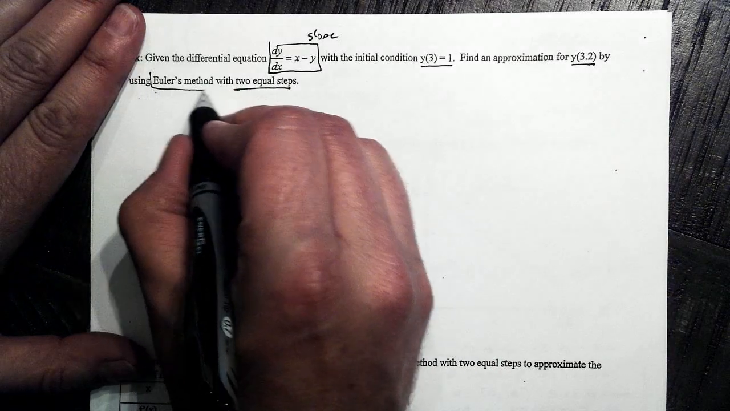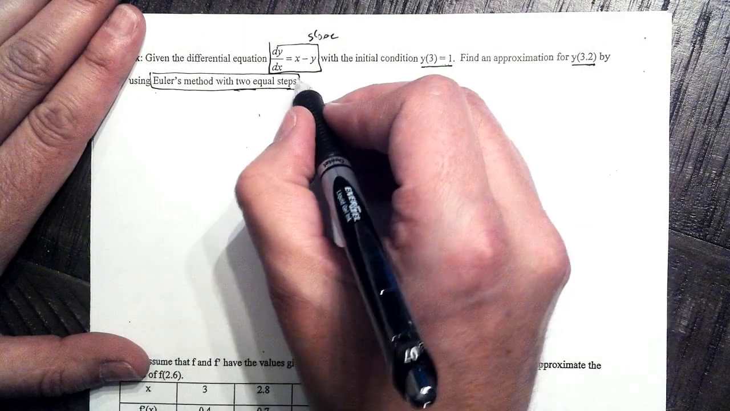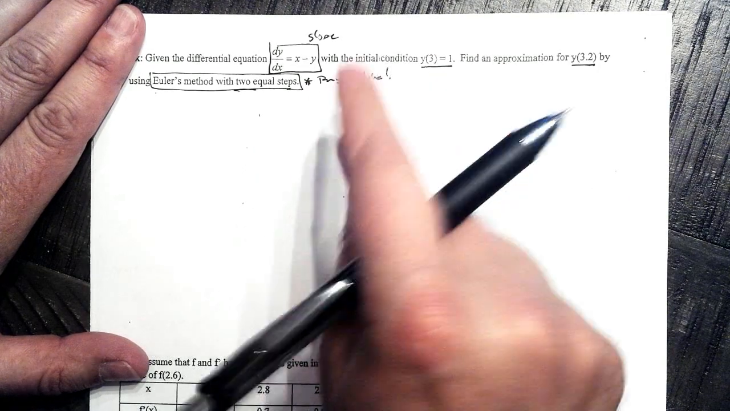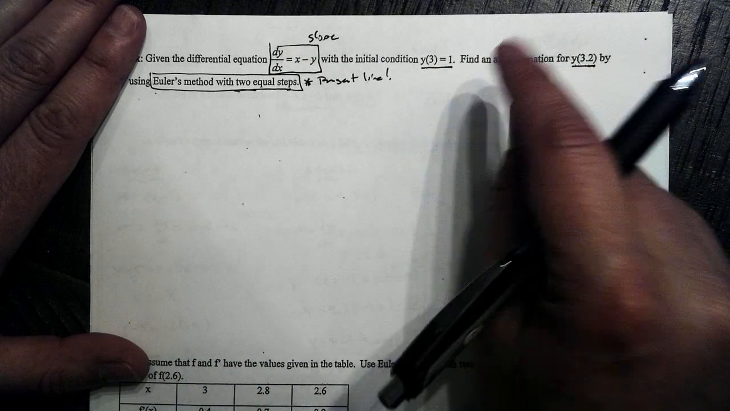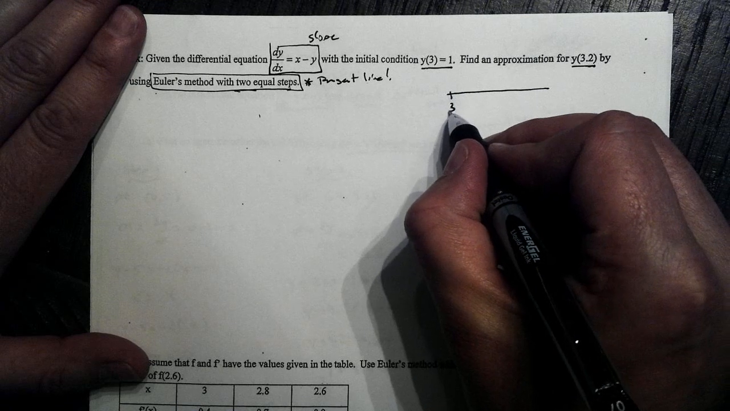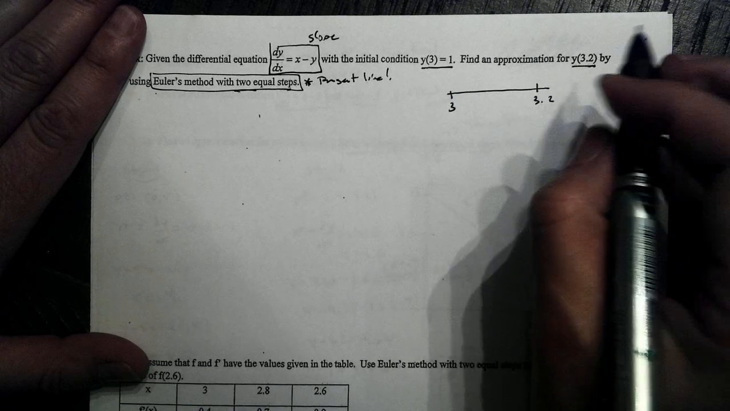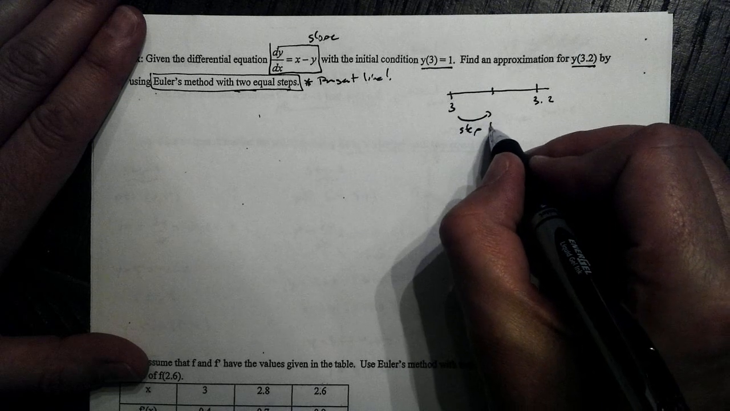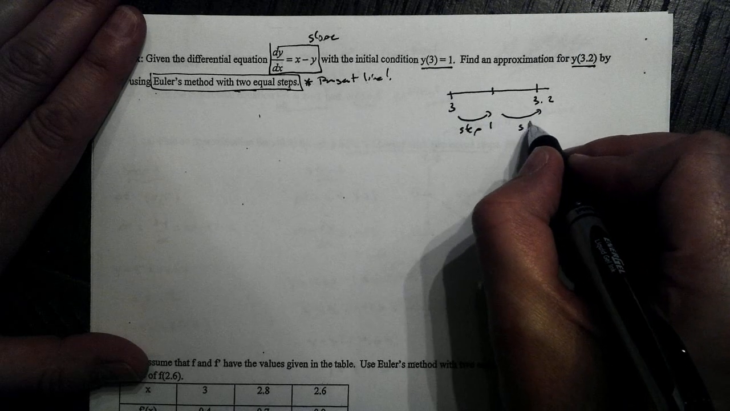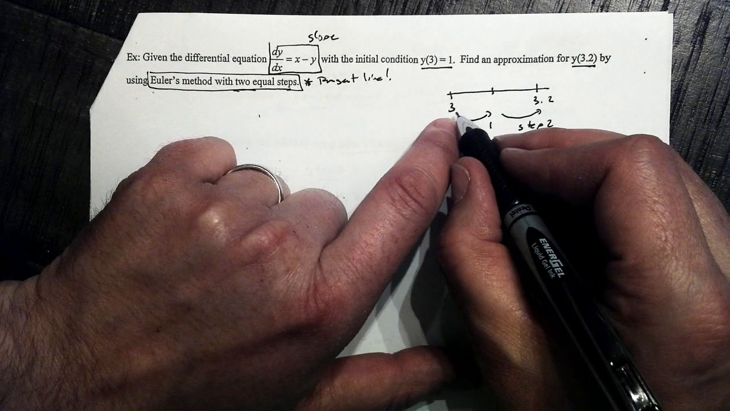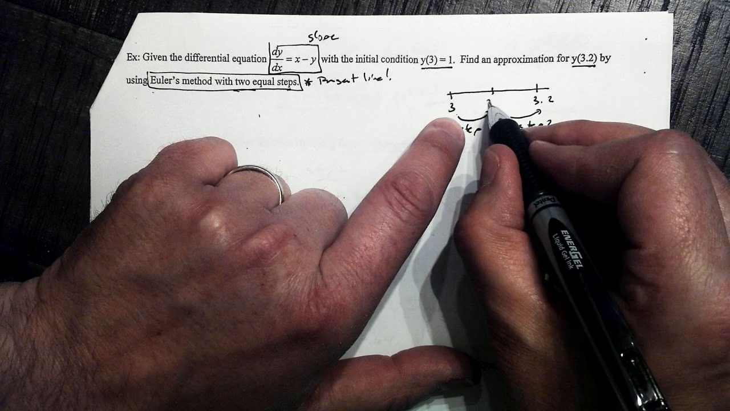Remember what this is telling me. Once I see Euler's, I'm thinking tangent line, but not once, but twice. So we have to break this down into steps. So I'm going to go ahead and do that. All right, so if I'm starting at 3, I want to end at 3.2. I have to go in two steps. Step 1 and step 2. So the first step has to take us to the point halfway between 3 and 3.2, and that's 3.1.